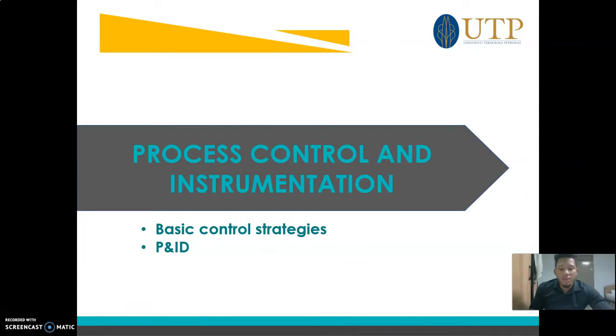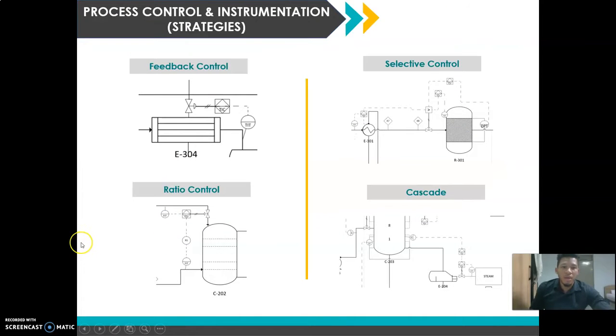Process control and instrumentation. Industrial instrumentation is the field that studies, develops, and applies measuring and controlling instruments in industrial processes. This is done to ensure safety, product specification, environmental regulations, and economics and stability of the plant operation. The main control strategies implemented in this project are feedback control in the condenser, selective control in the methanol reactor, ratio control at the inlet streams of the CO2 absorption column, and cascade control in the bottom part of the CO2 absorption column.